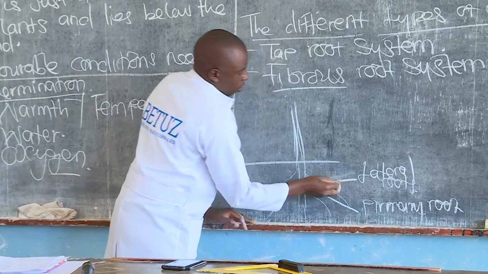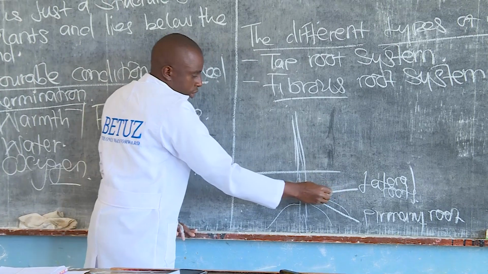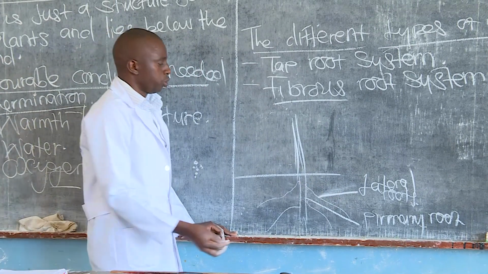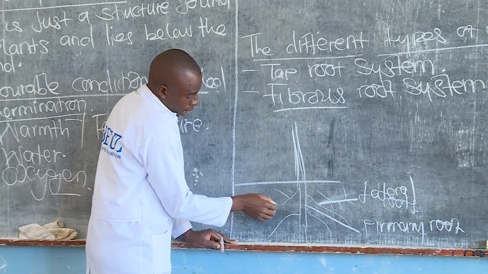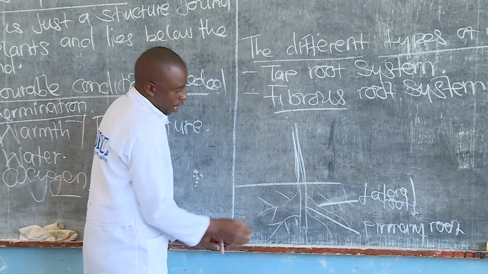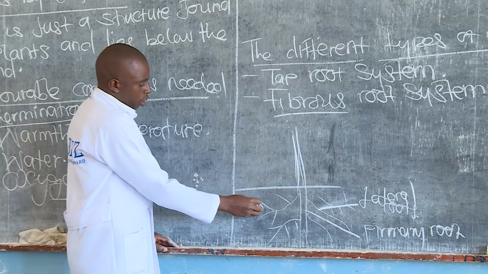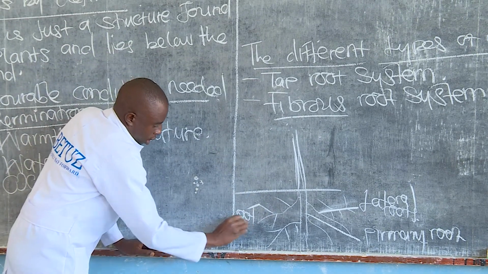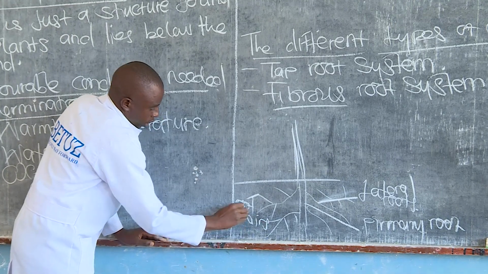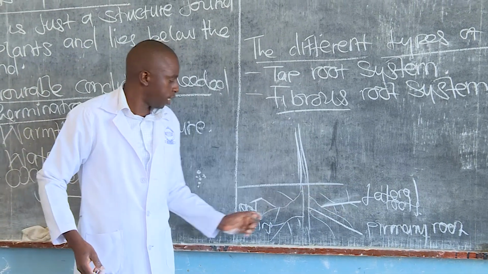And then on the same lateral roots, you have very, very small roots which will emerge again from this one, which look like small hairs. These are known as what? Root hairs. These are the root hairs. There is a difference between the lateral root and the root hairs.